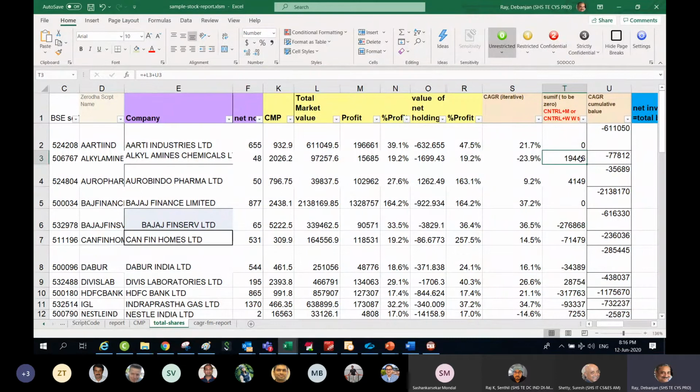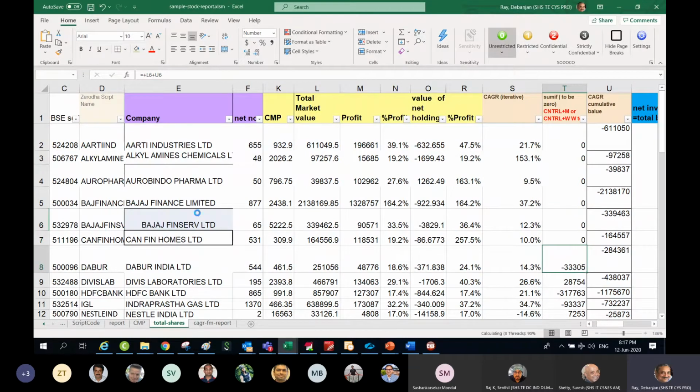Now, if I do the Control W, the macro starts running, and then it will give the current return. So I can see the CAGR is this. I have actually created a batch macro, so that now I can see, and then I can sort out whatever is not giving good performance, and I can take it out.